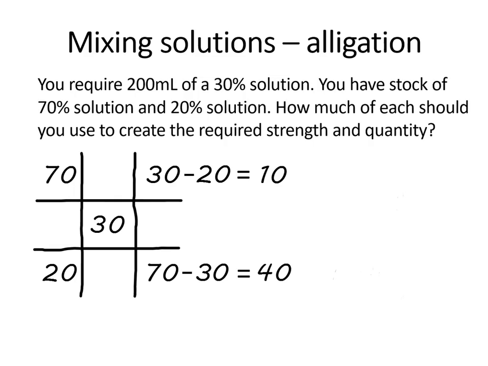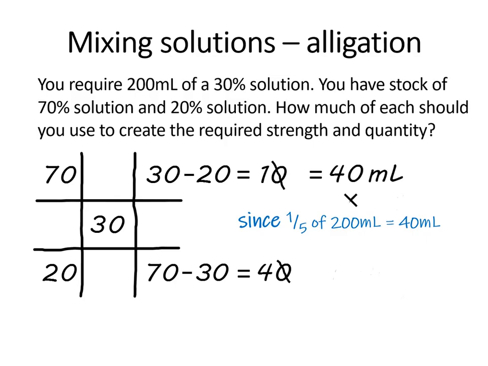We can now reduce this by a factor of 10 by cancelling off the 2 zeros. This gives us 1 part of 70% solution added to 4 parts of a 20% solution. And since 1/5 of 200 millilitres is equal to 40 millilitres, this is going to give us final volumes of 40 millilitres of a 70% solution mixed with 160 millilitres of the 20% solution.